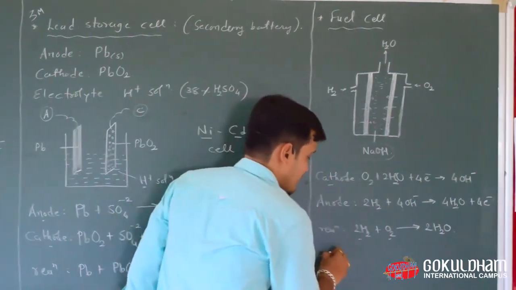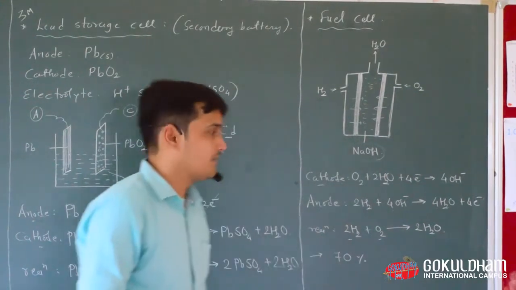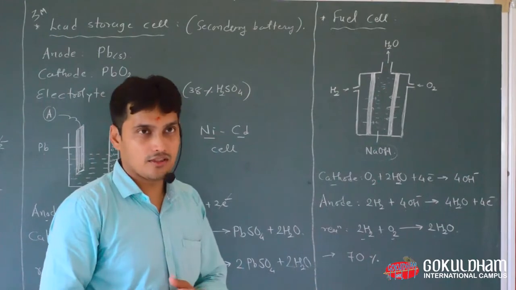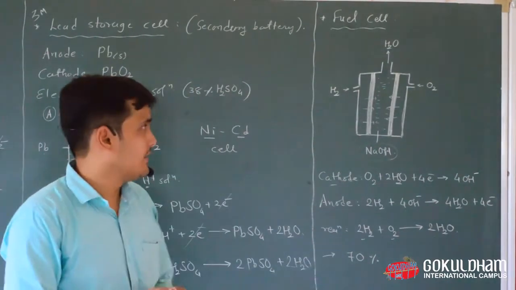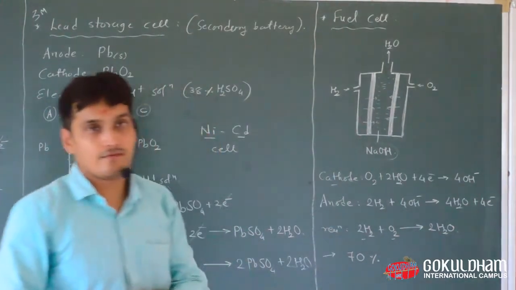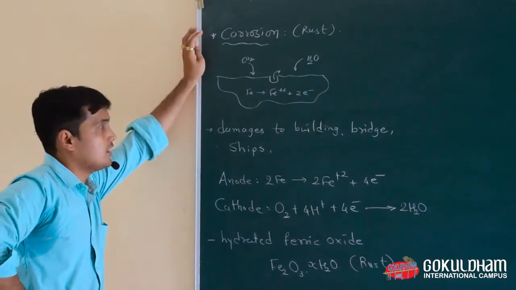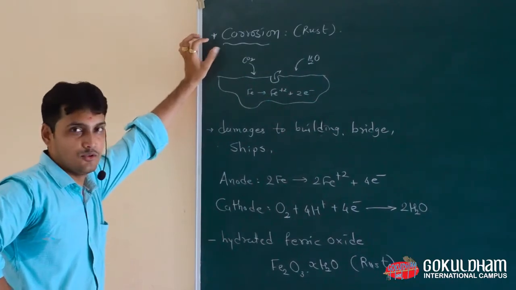The benefit of the fuel cell is that you can get 70% of the result, whereas in thermal production only 40% of the outcome is used. These fuel cells are very useful at this time. Now our chapter's last theory, which is corrosion.